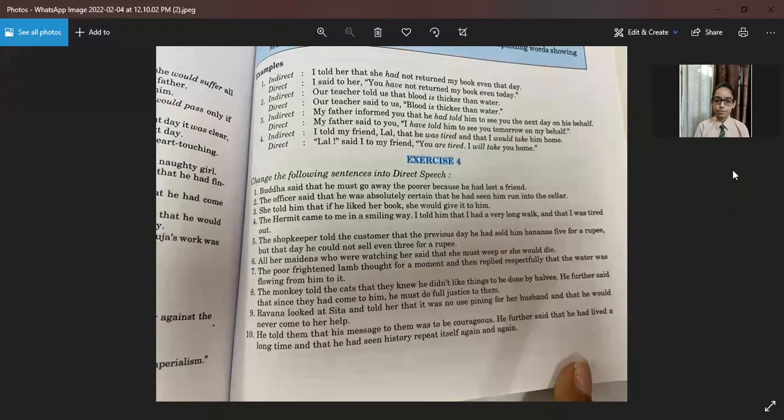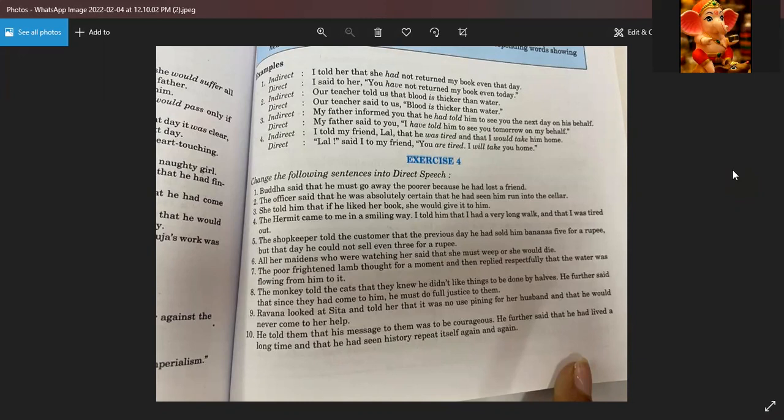The shopkeeper told the customer that the previous day he had sold him bananas 5 for a rupee, but that day he could not sell even 3 for a rupee. Now change. Try. The shopkeeper said to the customer, "Yesterday I sold you bananas 5 for a rupee, but today I cannot sell even 3 for a rupee."